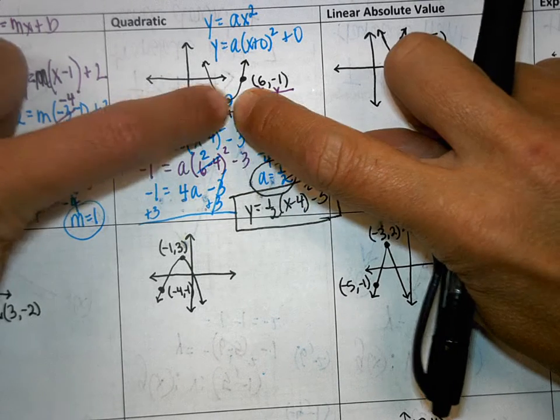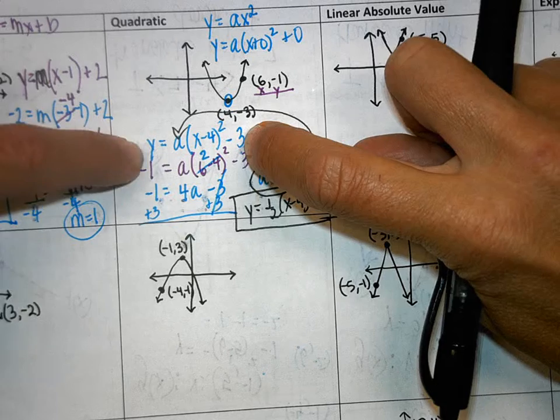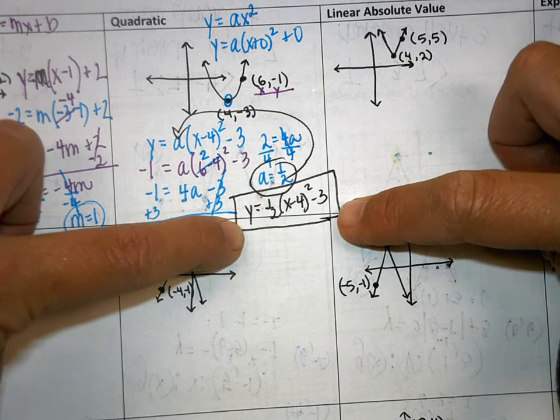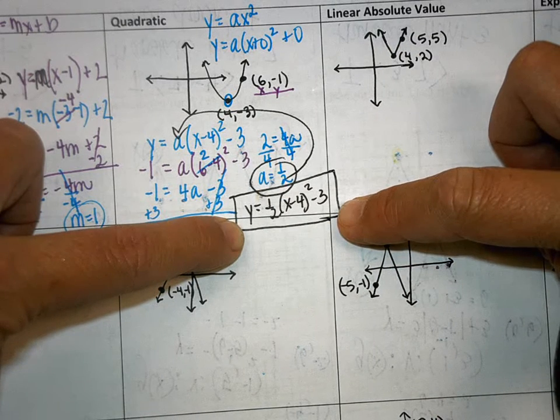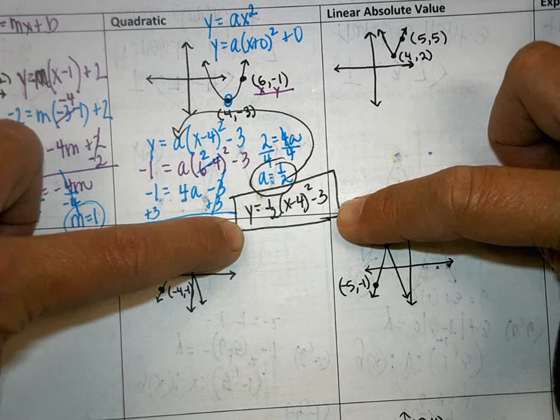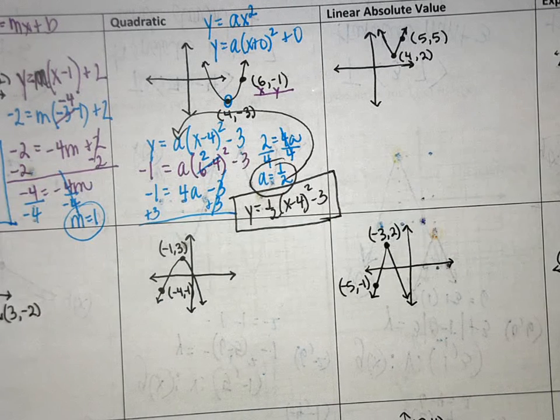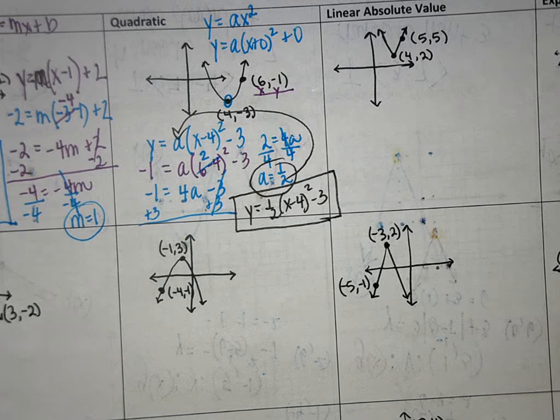Okay, so whatever your vertex is, those values go there, and then we solve for a to give us our actual equation. Does that make it more clear? Yeah? Okay. Any other questions right now?